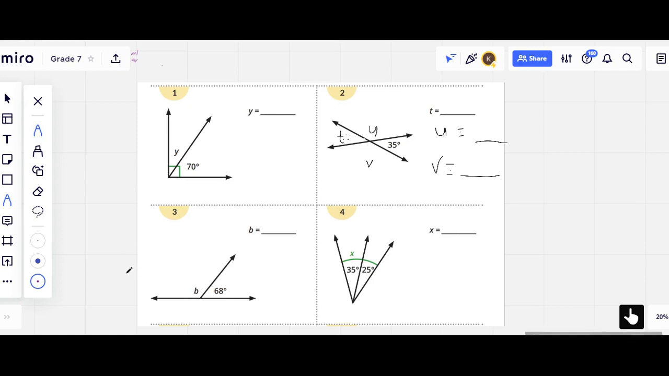Hello, grade sevens. So in the first video, you learned about some different relationships between different types of angles. I'm just going to go over a few example questions.